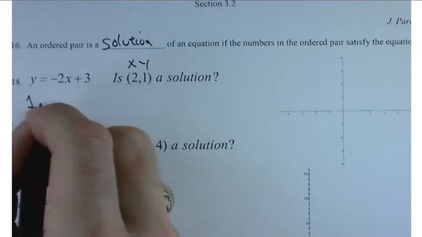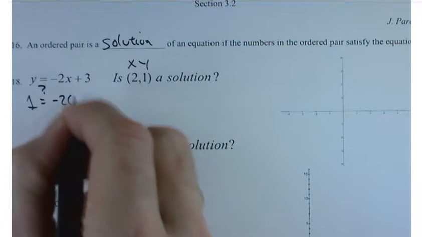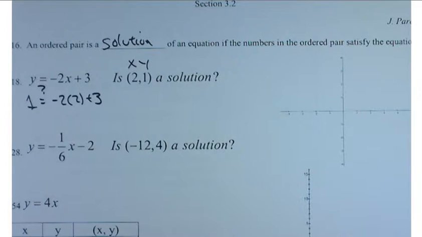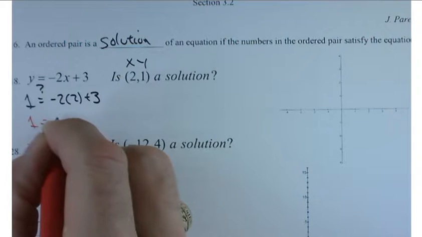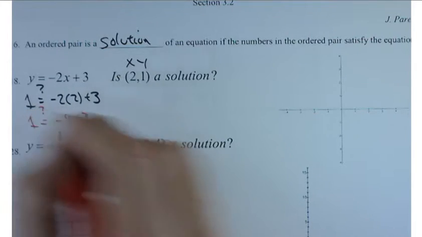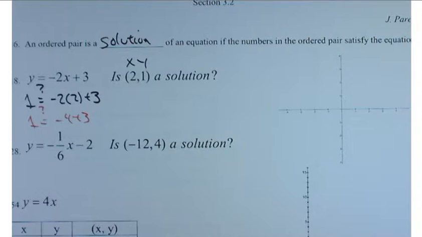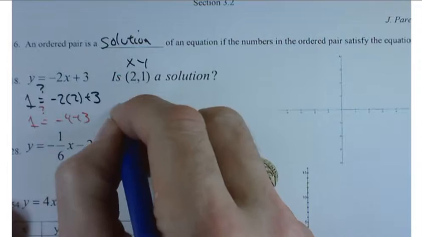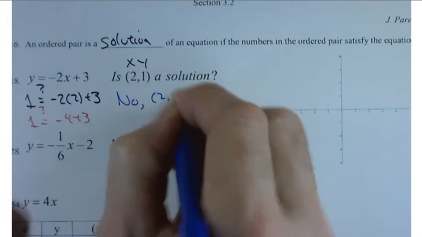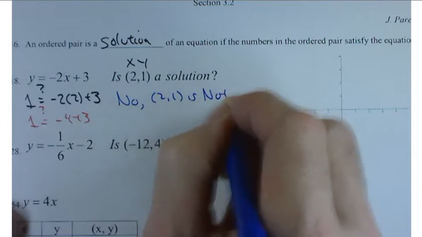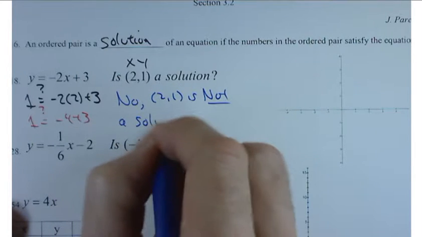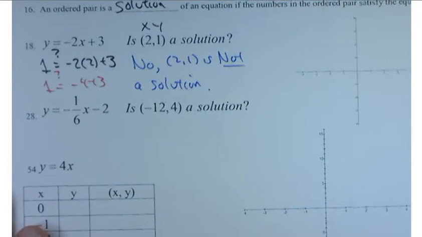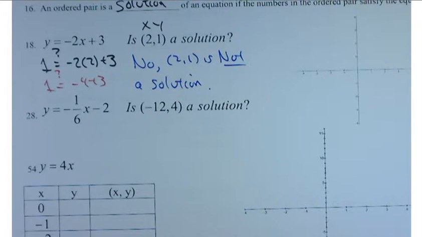So does 1 equal negative 2 times 2 plus 3? Is that true? Well, does 1 equal negative 4 plus 3? No. You get negative 1 on the right-hand side, you get 1 on the left-hand side, and those two are not equal. So no, (2, 1) is not a solution. Let's look at the next one.